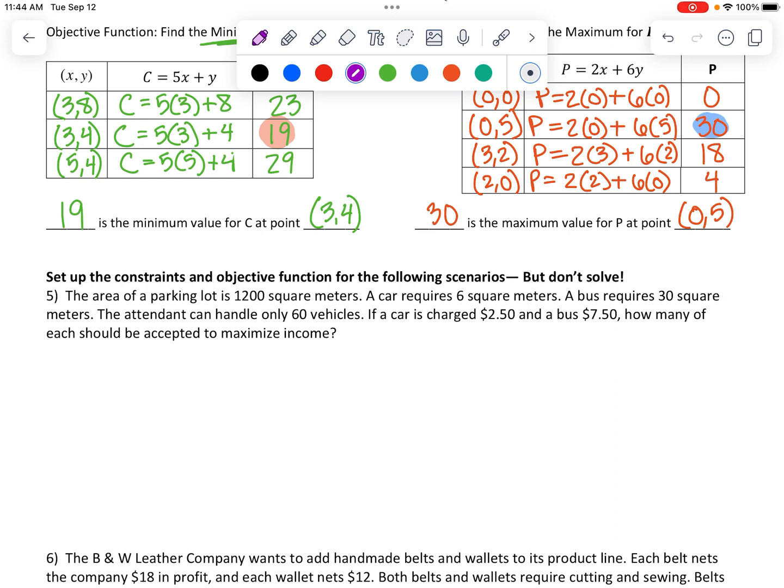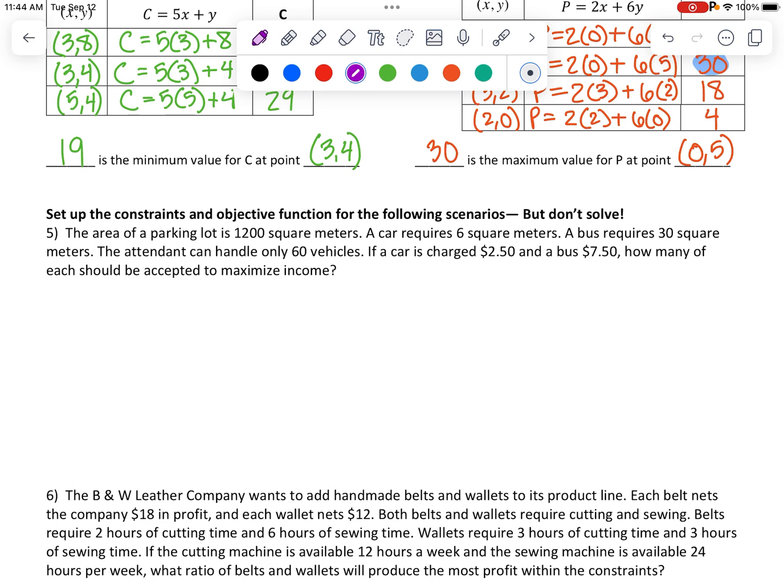So a lot of these examples are going to be maximizing profit, maximizing income, because that's our goal. So when we're trying to find that maximum, we're trying to figure out what ordered pair or what amount of each will make the most sense in our context to get us that maximum profit, okay? Okay, so I'm gonna kind of start with defining my variables. So I'm just gonna go ahead and do X and Y. Let's say X is cars and Y is buses. Because if we look at this last question, how many of each should be accepted? So we need to figure out how many cars and how many buses will maximize that income.